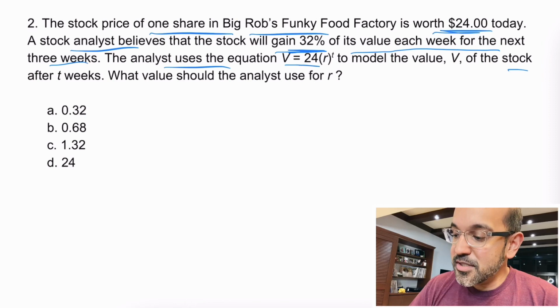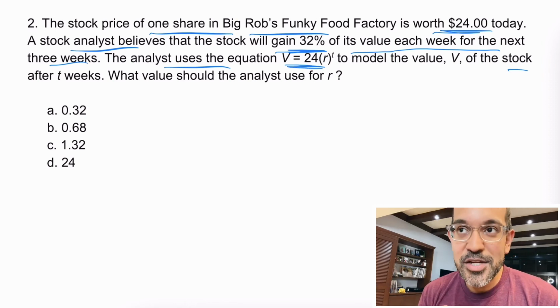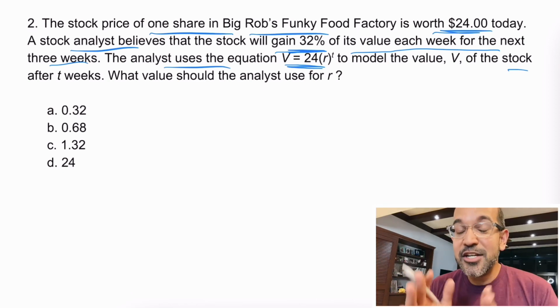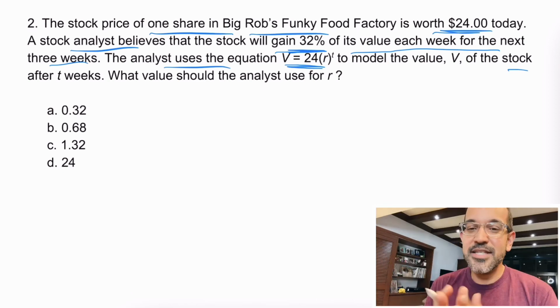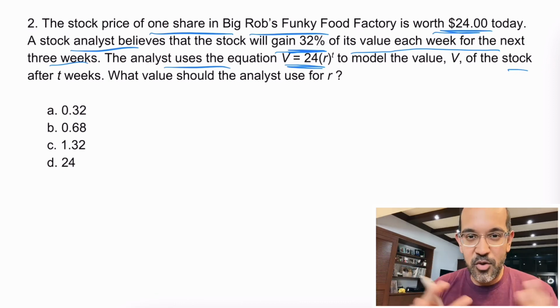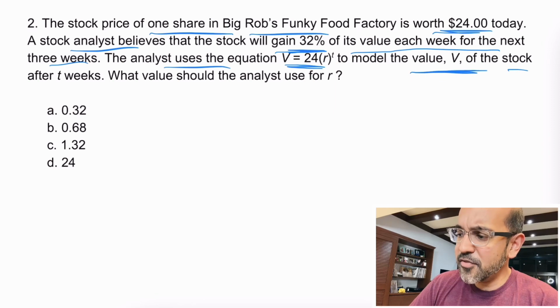The analyst uses the equation V equals 24R to the T, and that equation can seem very intimidating, but I'm going to show you how it's actually pretty straightforward, and that's the key. Knowing how to set up the equation for this kind of scenario is what you need for all these questions. To model the value V of the stock after T weeks, what value should the analyst use for R?